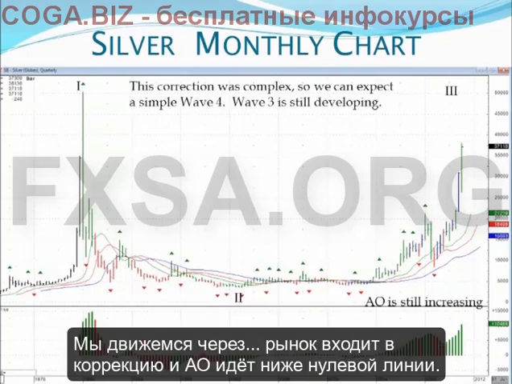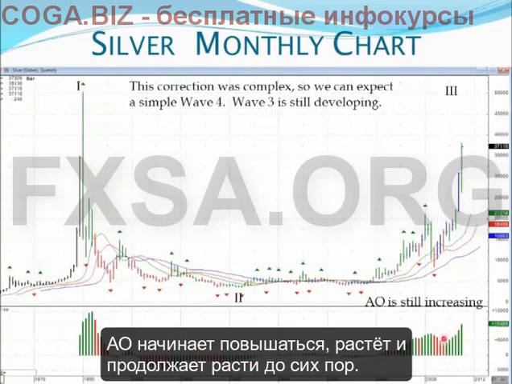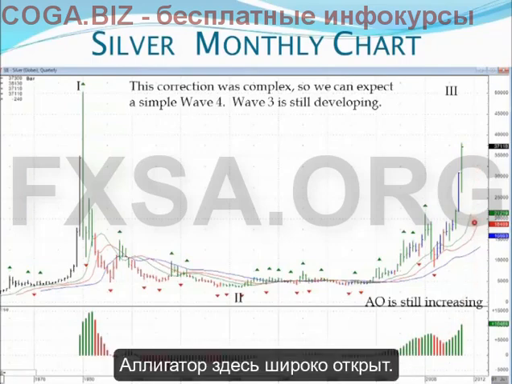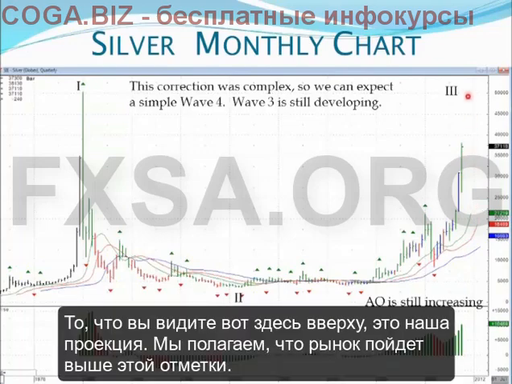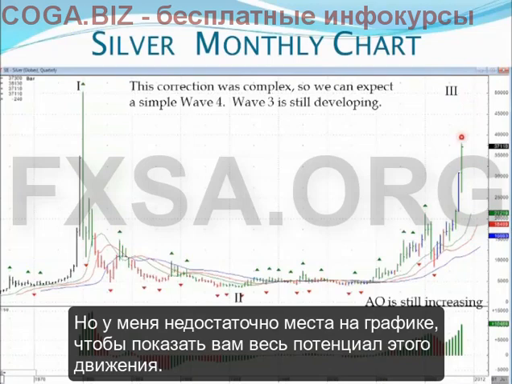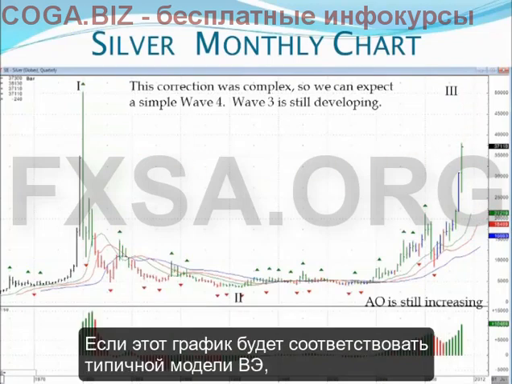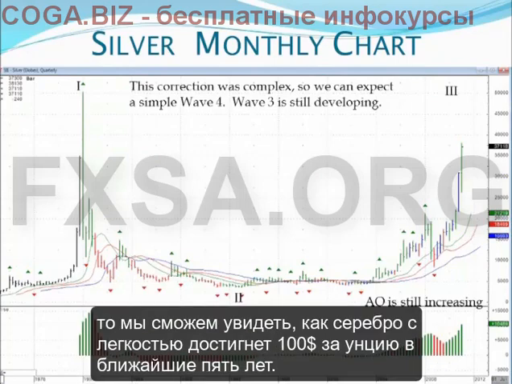We go through, market did go into the correction and went below the 0 line. The AO comes up, it increases, and again, it is still increasing. Now, alligator's wide open here. What we're looking at is I have a projection up here. It has to go above this, but I don't have enough room on the chart to show you everything. If this chart follows typical Elliott wave patterns, we could see silver hit easily over $100 an ounce in the next 5 years.